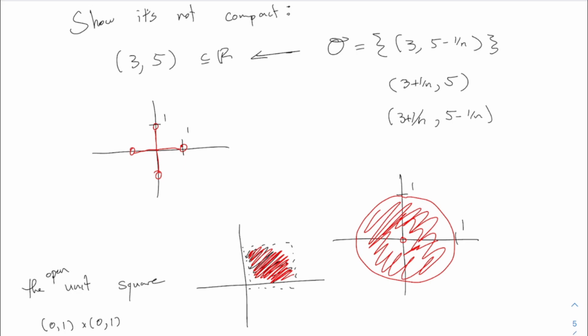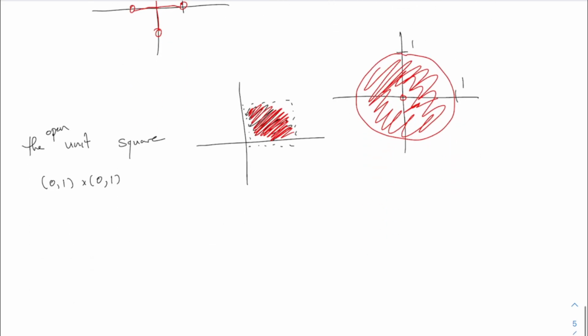Okay, and then the square. All right, people said this is a great idea that everybody had that somehow I didn't have. They used the open cover as a product: 0 to 1 minus 1 over n, cross 0 to 1 minus 1 over n. This is great.